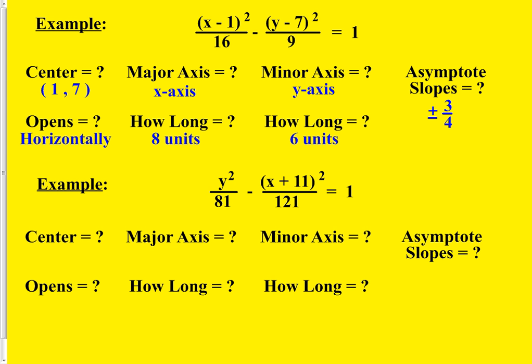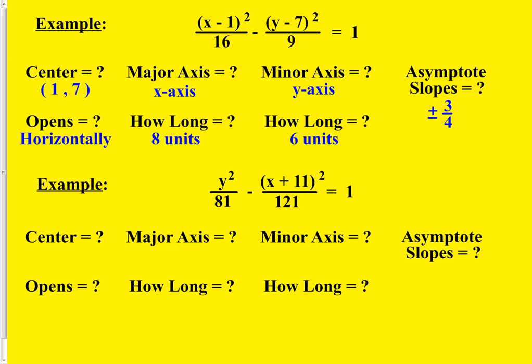We need to know where the center is. We need to know which direction it opens. We need to know which axis is major and which is minor, and we need to know both of those lengths. And it would be helpful to also know the slope of the asymptotes. Okay, so let's take a look one step at a time again.